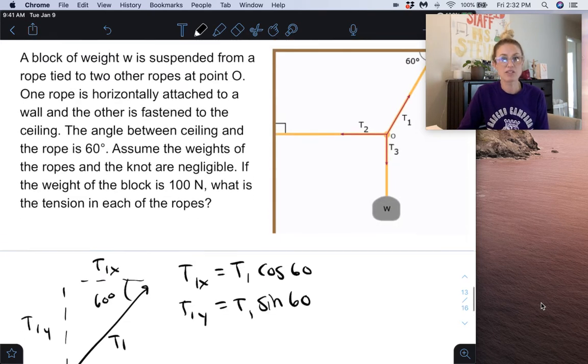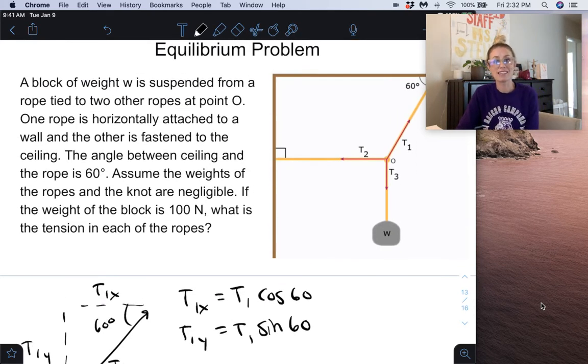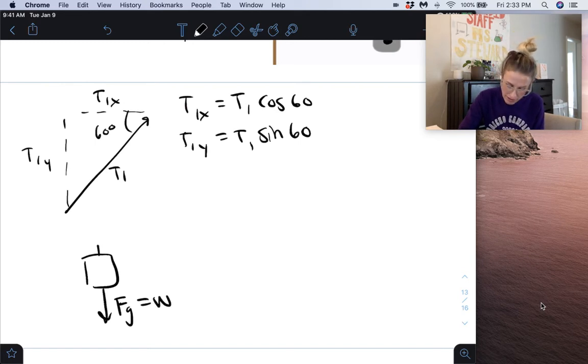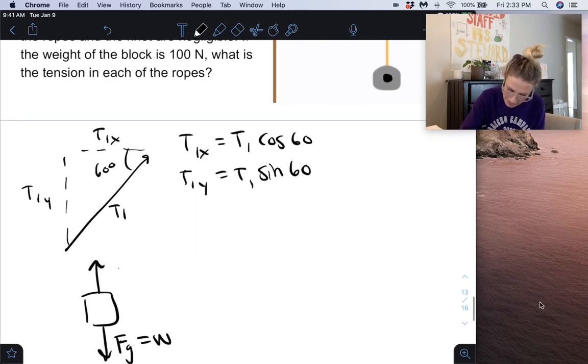Now, the next part of this problem is we need to draw a free body diagram of two things here. I know that there's only really one object, but since we have this point O as well, in problems like this, we're actually going to draw a free body diagram at that point as well. So we'll draw a free body diagram of this block, and we'll draw a free body diagram at point O, pretending almost like there's something there. First and foremost, the free body diagram of the block. Here's my block. We have the weight downward, so the force of gravity, which is just weight. And then we have the tension force up, and that is T3.